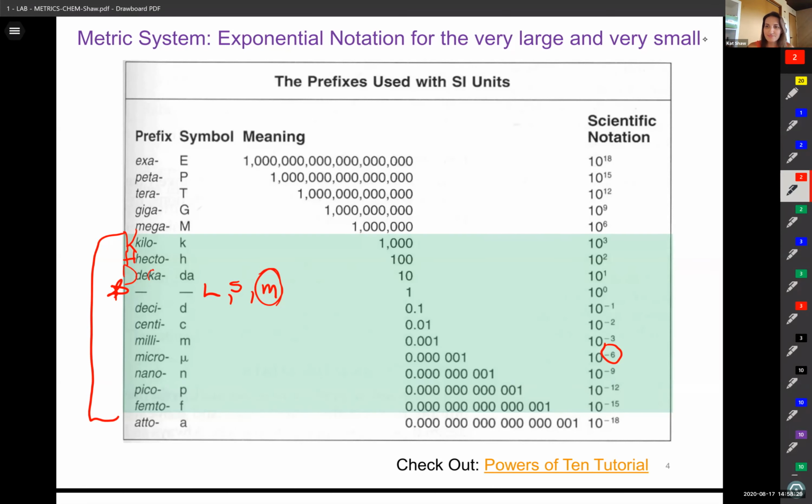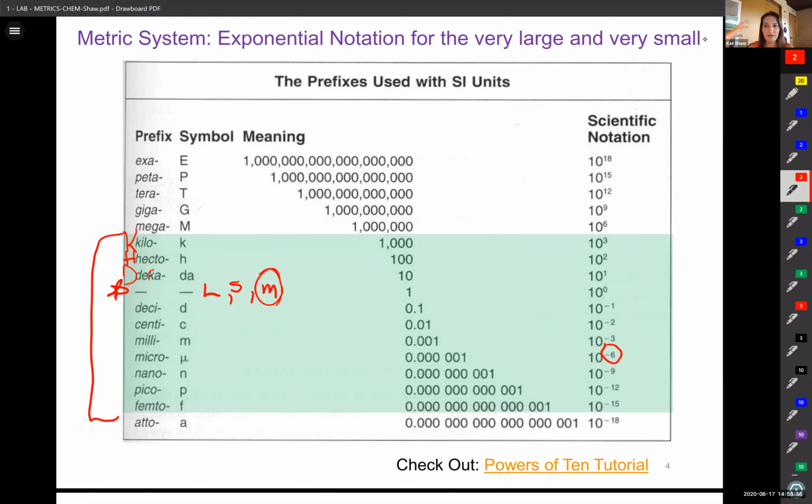Pico. How many picometers are there in 1 meter? 1 trillion. Awesome. There are 1 trillion picometers in 1 meter, or we could say a picometer is 1/1,000,000,000,000th of a meter, a very small fraction of that distance or length.